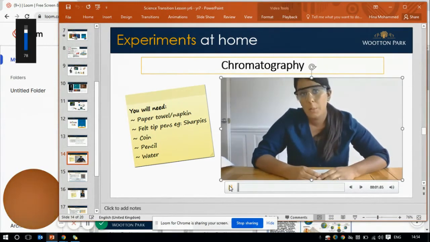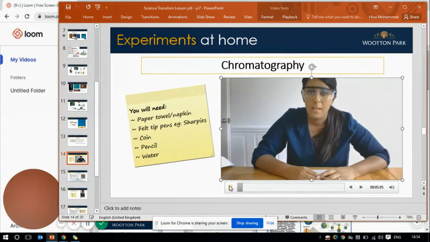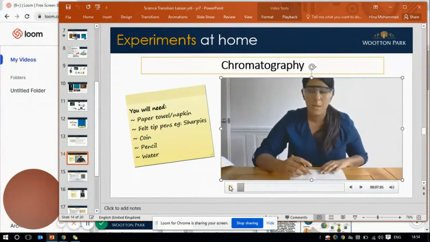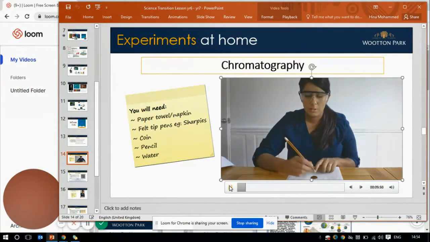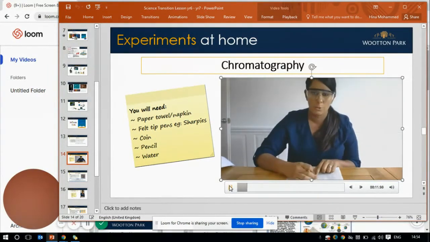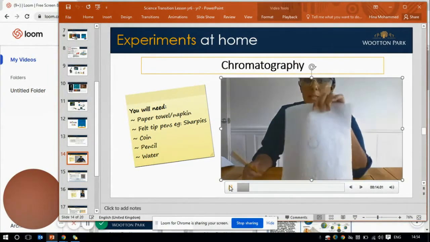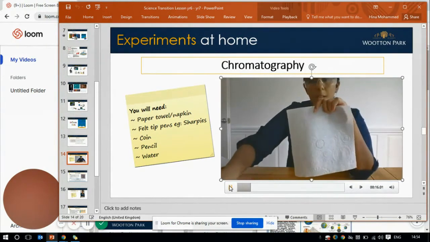Chromatography. The equipment you need for this experiment are listed on the PowerPoint. So the first thing you need to do is get your paper towel and, using a pencil, draw around the coin in the middle. What you'll end up with is a circle that looks like this.